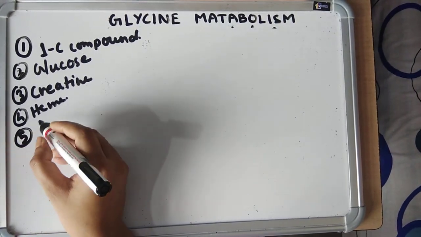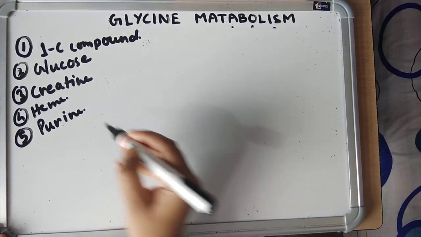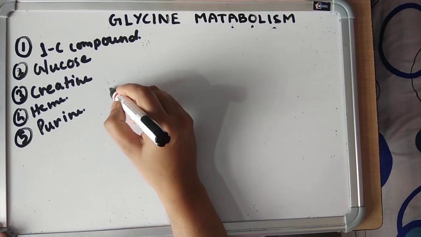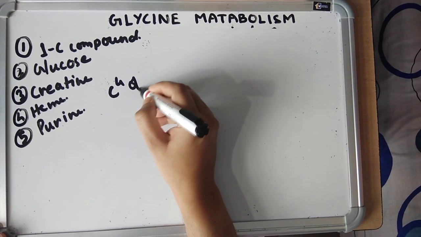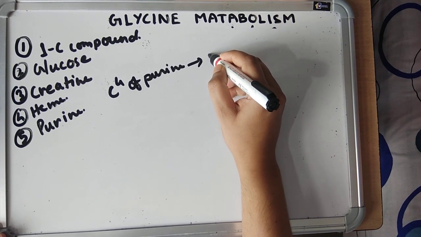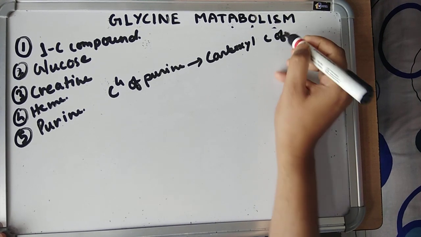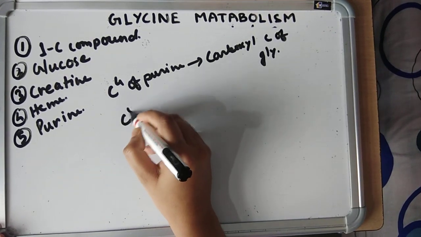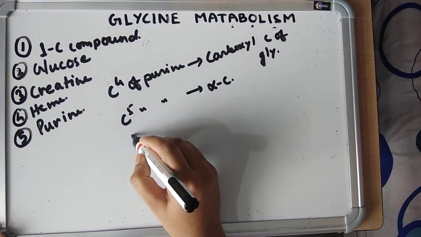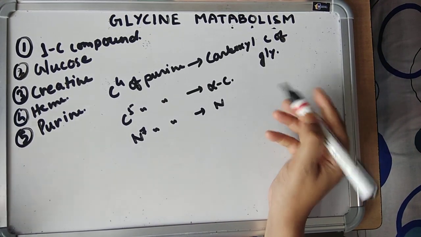Number five is purine synthesis. Again, purine synthesis will be discussed in purine metabolism. Just know that C4 of purine comes from the carboxyl carbon of glycine. C5 of purine comes from the alpha carbon of glycine, and N7 of purine comes from the amino nitrogen of glycine.